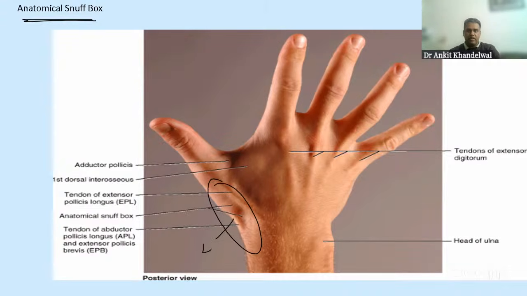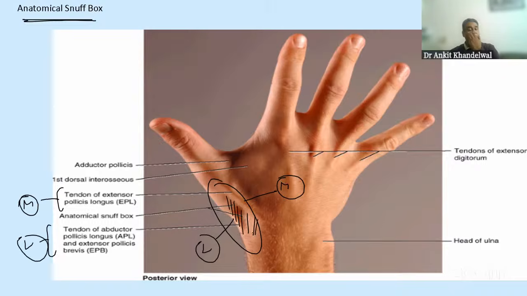This is the lateral boundary. This is the medial boundary. If you remember, the medial boundary is formed by which tendon? EPL was medially, and these two were lying laterally. This is the anatomical snuff box. This is the anatomical snuff box over here.